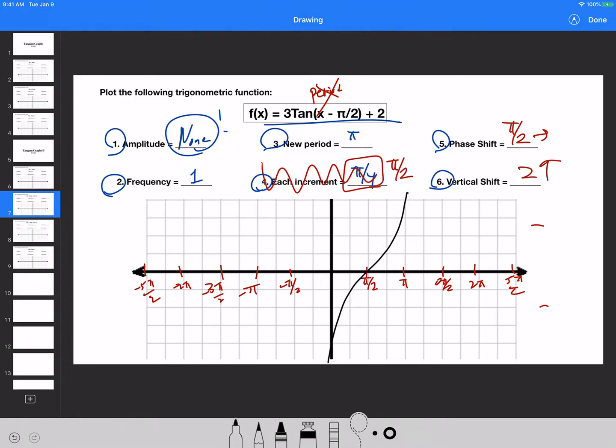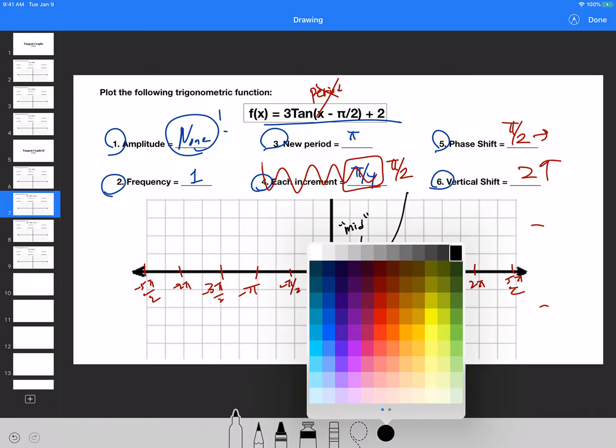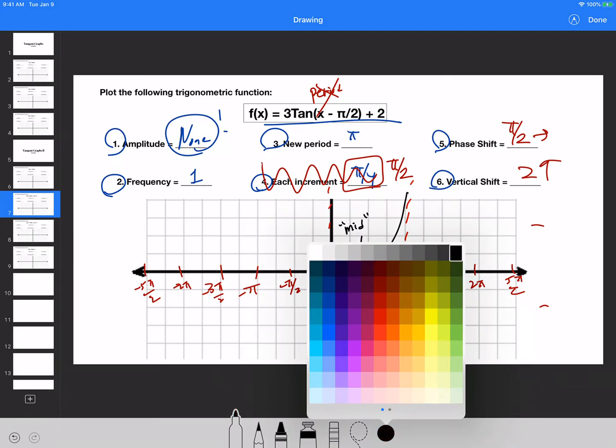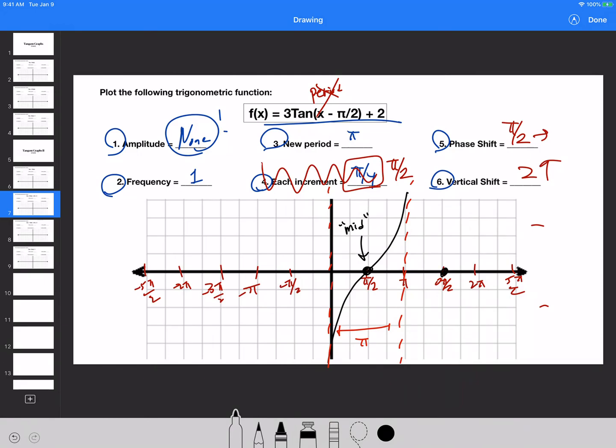So what that means is now pi over 2 is where the midpoint is going to be, where the center is going to be. And then the asymptotes will happen at 0 and at pi, which means that the period will still be pi radians. That will still be your 1 full wave, and you will continue to do so. So every other one is the midpoint and the vertical asymptote. Oh, and just one more thing I forgot was the vertical shift of 2.